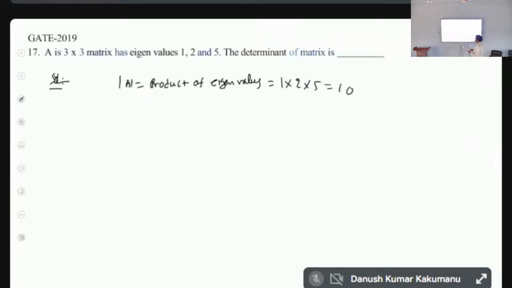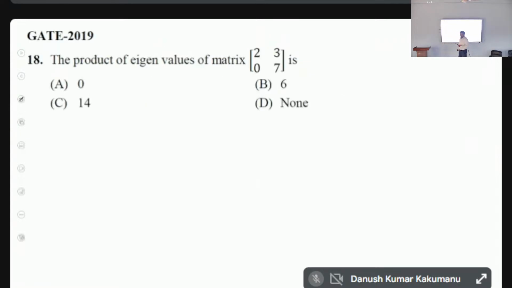Next. What is the answer? Product of the eigenvalues. Direct answer. Product of the eigenvalues is the determinant. What is the determinant of this? 2 into 7, 14. 14 is the answer.